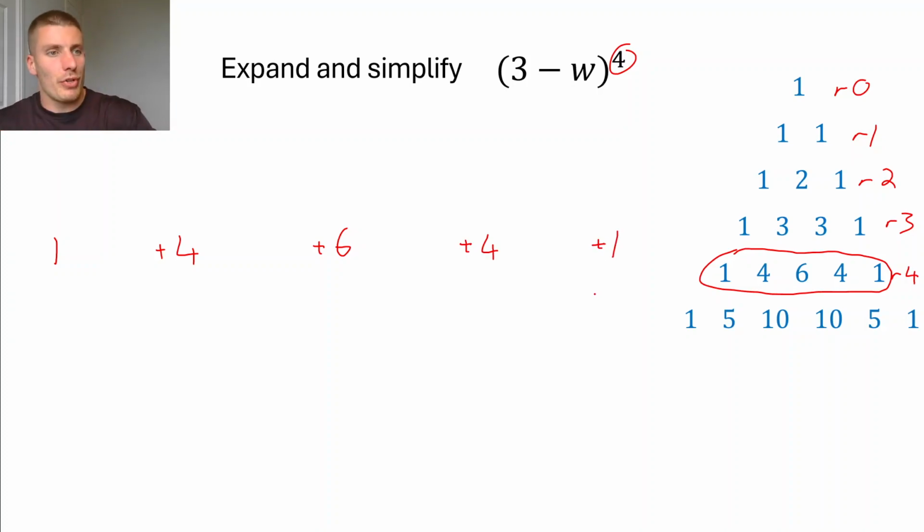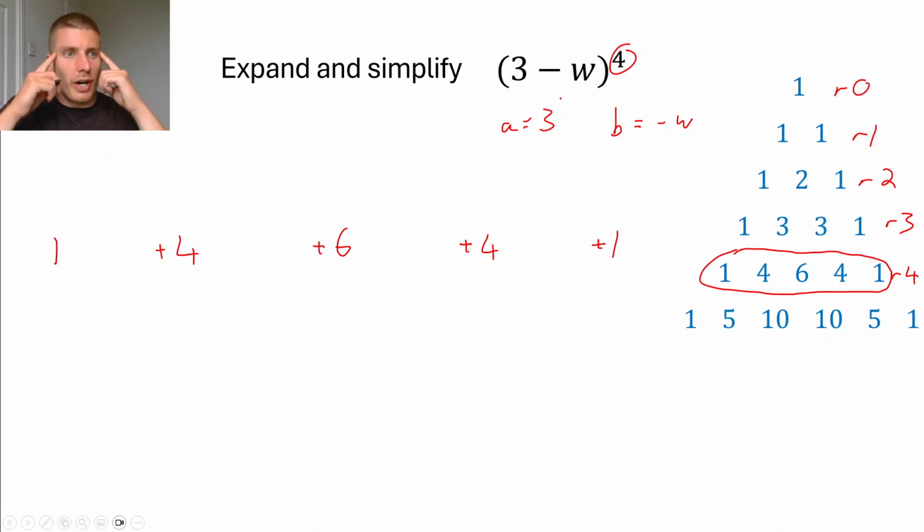Now, remember in the previous videos, we looked at this in terms of a plus b to a power. Now, in this case, a is just equal to 3 over here, and b is equal not to w, but to negative w, and that's really important. Okay, so b is equal to minus w. The sign always belongs to the thing to the right.